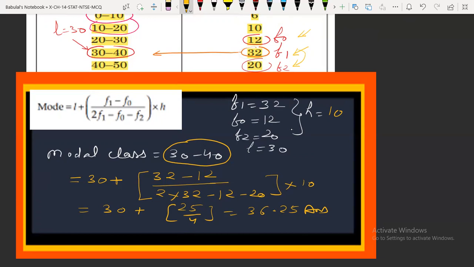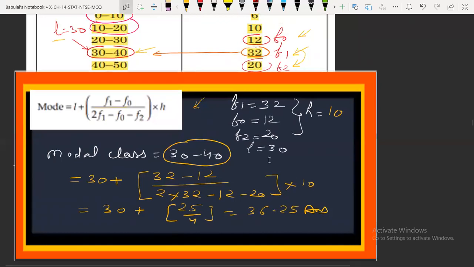that is modal class. So 30 to 40 is the modal class here, और modal class की lower limit को यहाँ पे small l से represent किया गया है। You have to learn this formula, mode is equal to L plus bracket F1 minus F0 divided by twice of F1 minus F0 minus F2 bracket close into H. So putting all these values in this formula, we get the answer, that is 36.25. I think this question is clear to you.